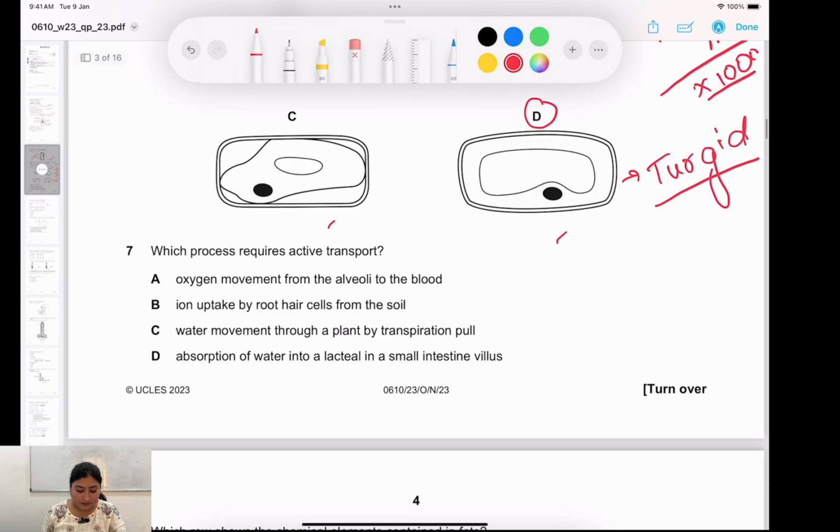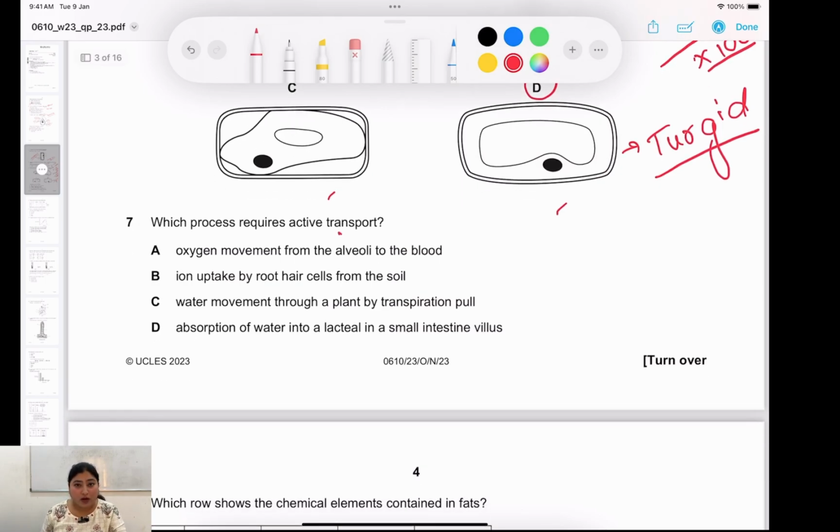Okay. Now coming to question number 7. Which process requires active transport? So here let's see the options. What are they saying? Oxygen movement from alveoli to the blood? I don't think so. Then you have ion uptake by the root hair cells. Okay, ion uptake by root hair cell, yes. And then water movement through a plant by transpirational pull? No. Then absorption of water in the lacteal in a small intestine villus? No. So the correct answer here would be ion uptake by root hair cell from the soil.